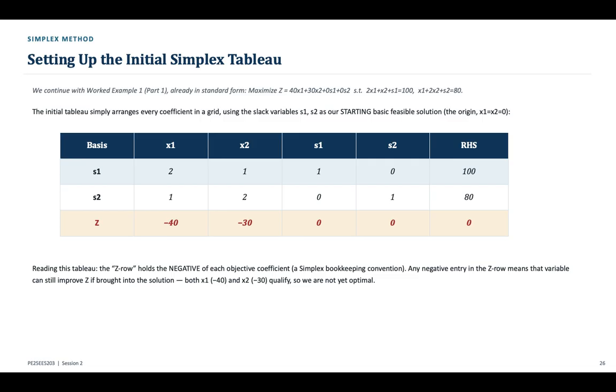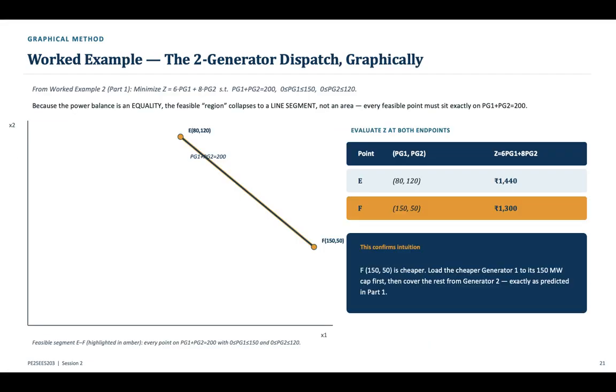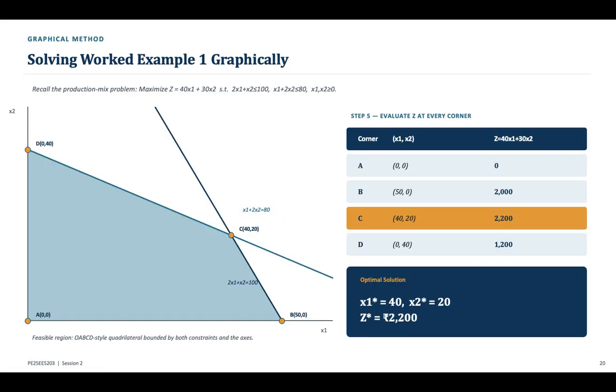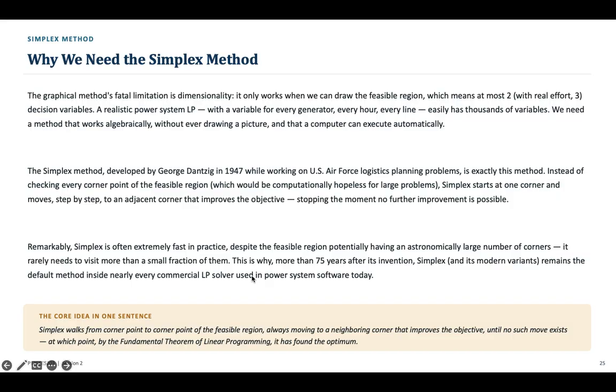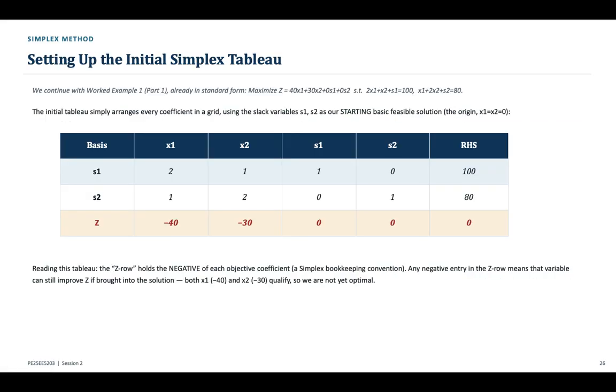This tableau is called the bookkeeping convention. In this form, a negative number in the Z row tells us that increasing the corresponding non-basic variable can improve the objective. Initially the basic solutions x1 and x2 are 0, and therefore s1 is 100 and s2 is 80. This is exactly the origin that we started with. If you want to see it in the graphical method also, we started at 80 and 100. This is exactly the origin.